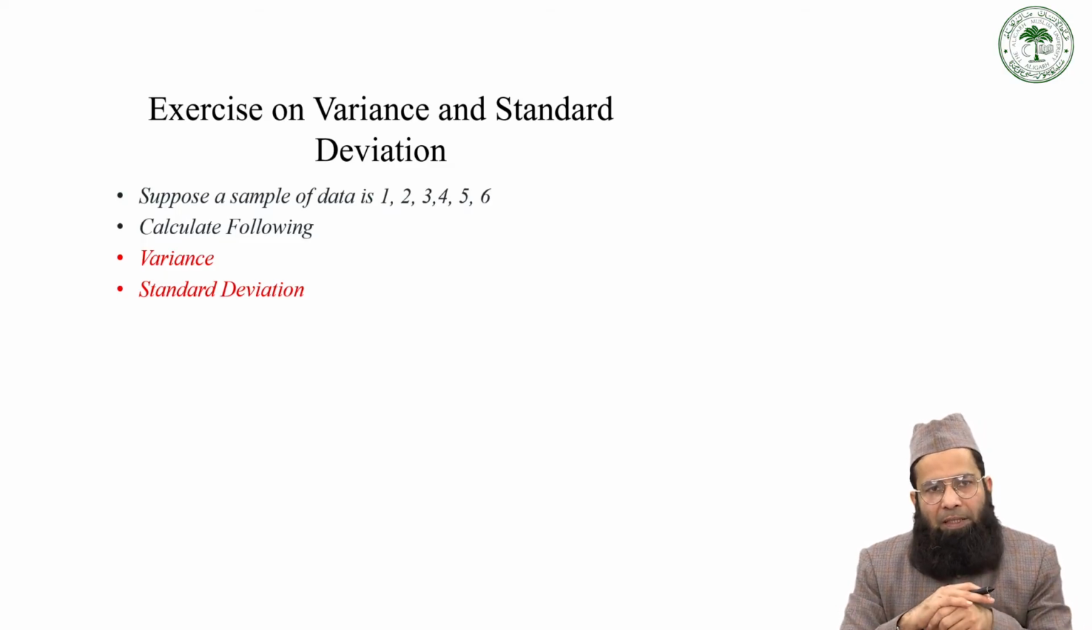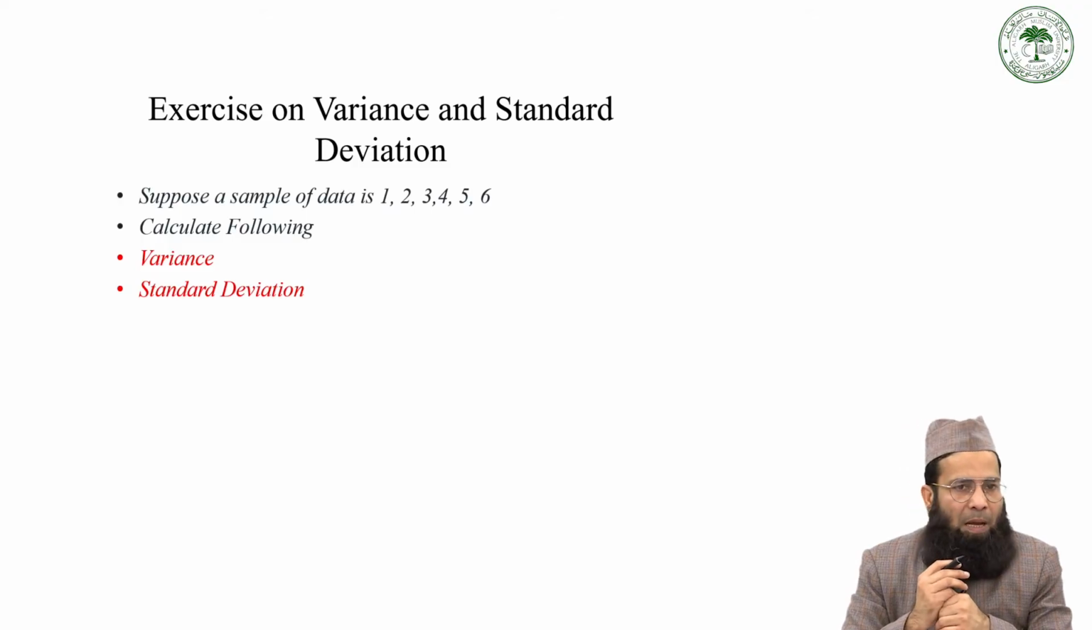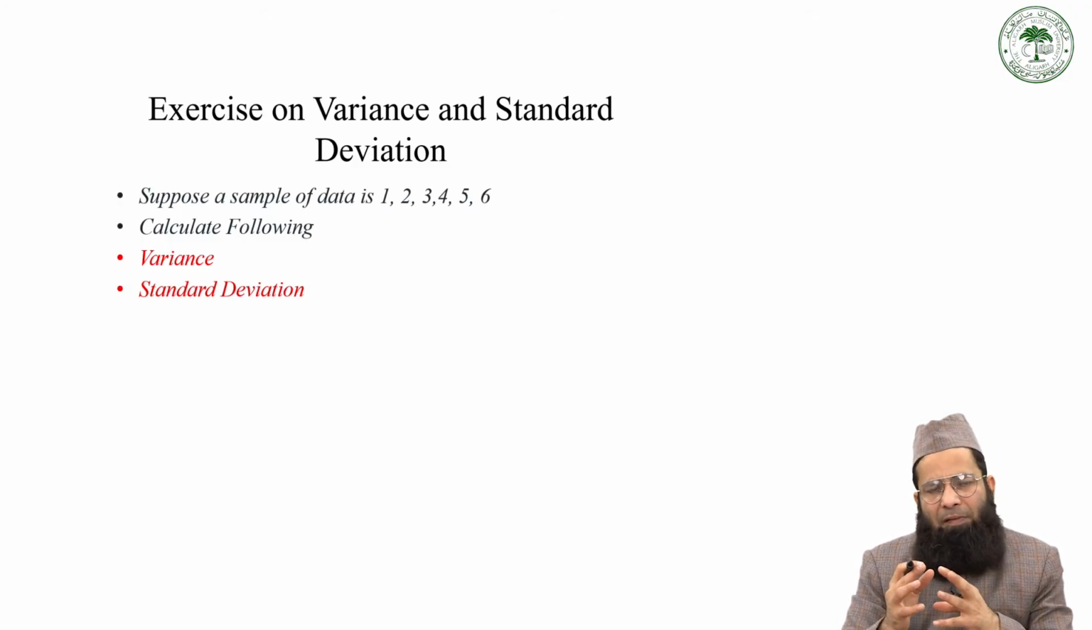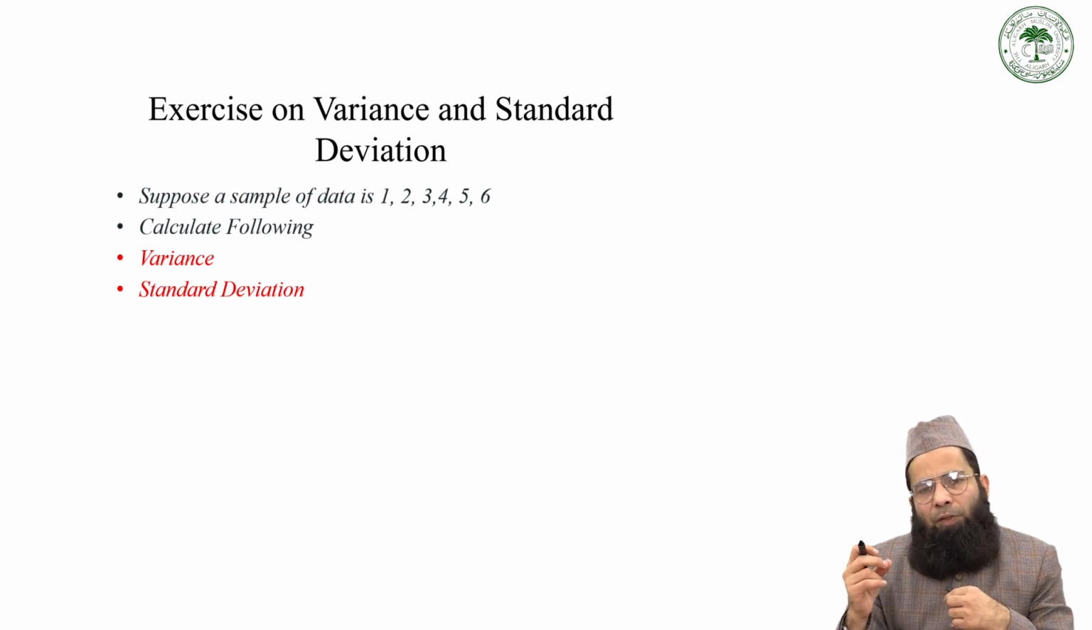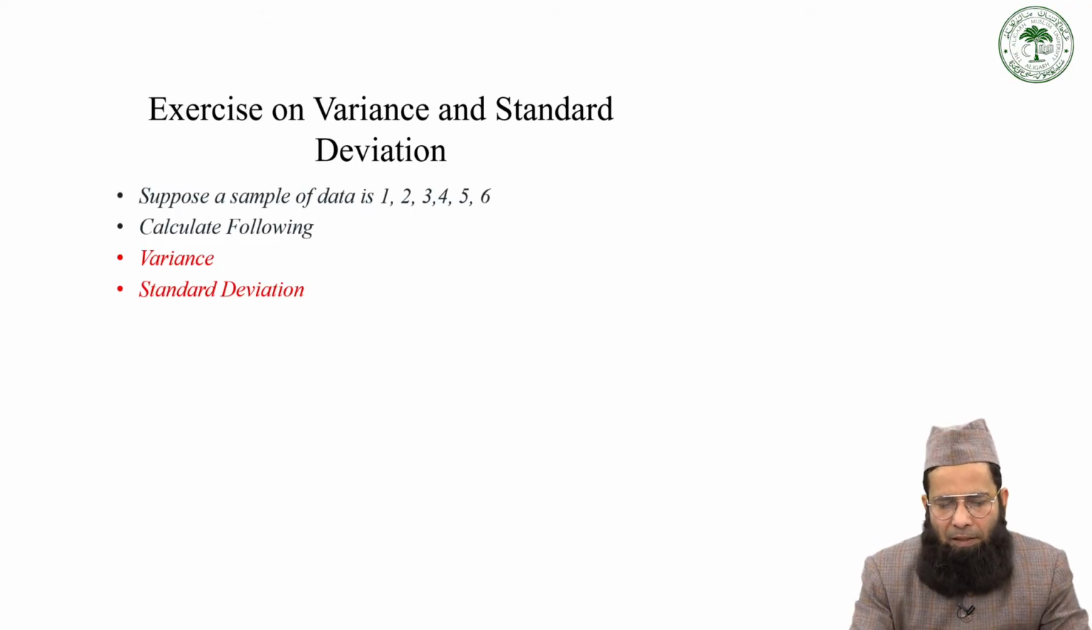So I have given one exercise here, an exercise on variance and standard deviation. Suppose a sample of data is 1, 2, 3, 4, 5, 6. I have given a very small list and a very simple exercise. You need to calculate the variance and standard deviation. So how will we calculate variance?